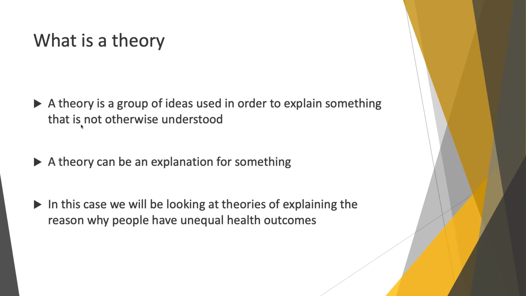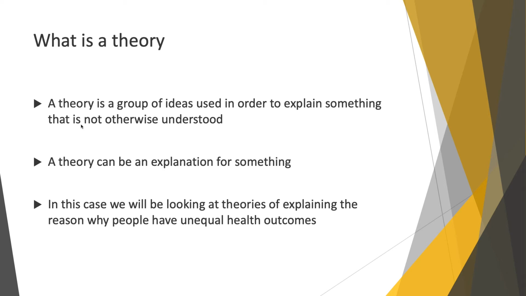So for those of you that like to watch investigative movies and shows, they usually say, oh, this is our working theory. When you're trying to crack a case, you have a way of saying, oh, this is why I think this criminal has done this. This is why I think this person has gone ahead and done this. That's your working theory. That's your way of explaining a situation. Now you recognize that I said your way. You can have several different theories, which is why in this case we're looking at theories of explaining the reason why people have unequal health outcomes.